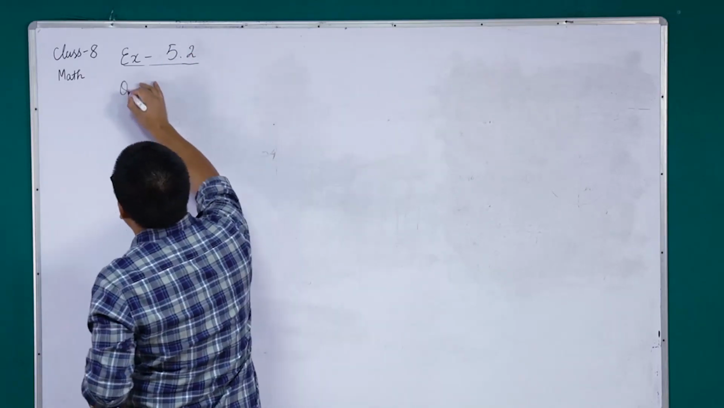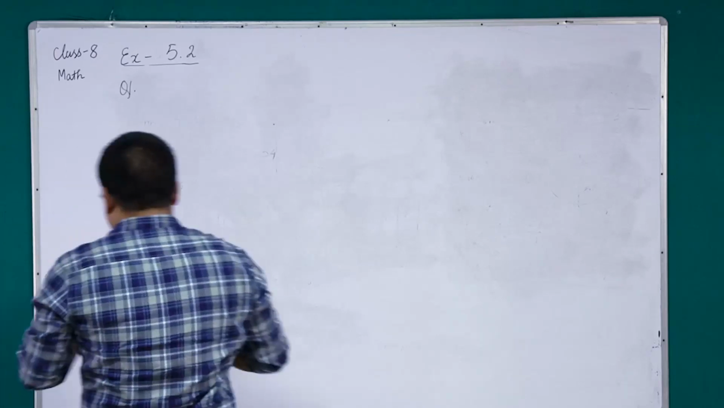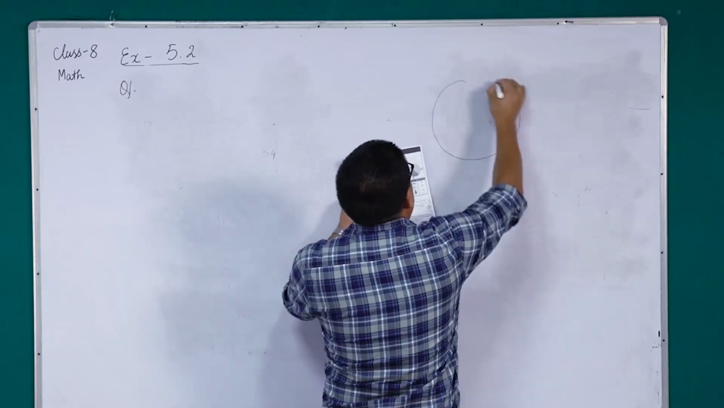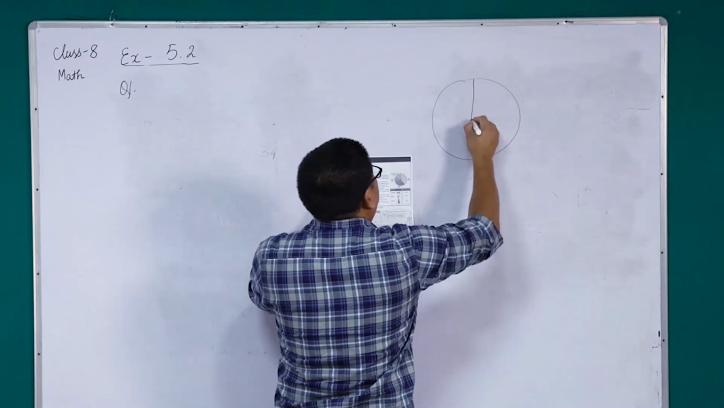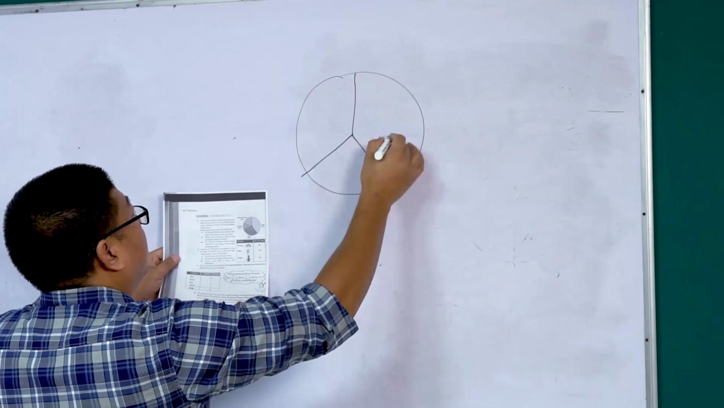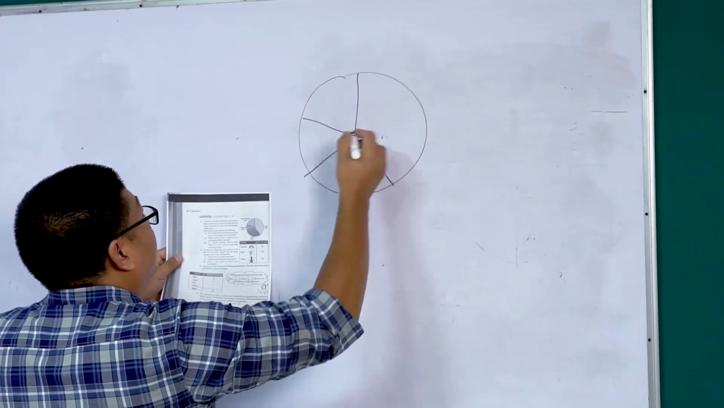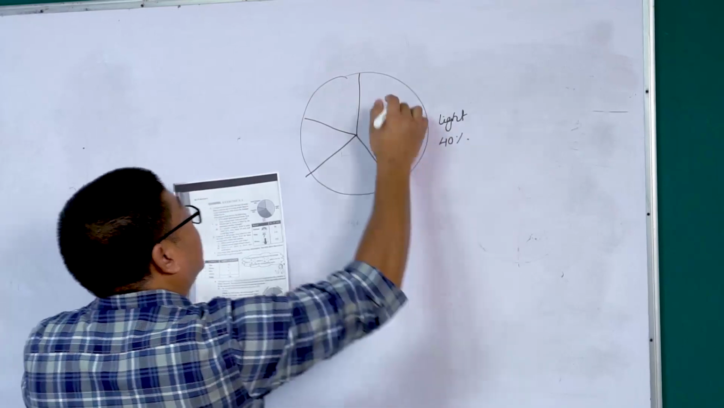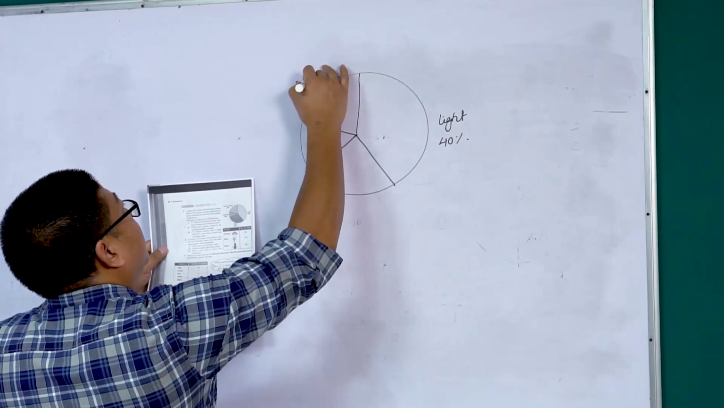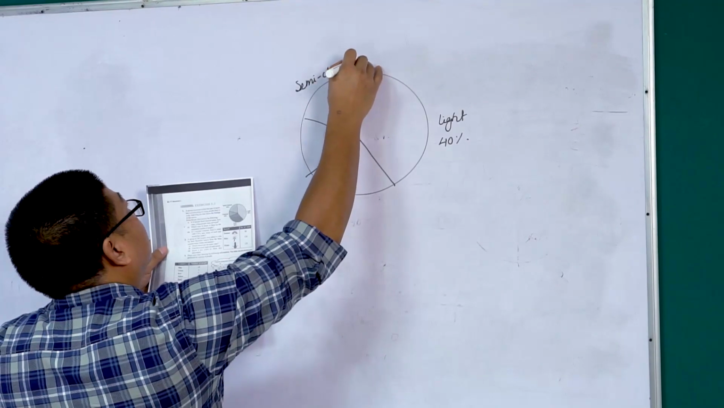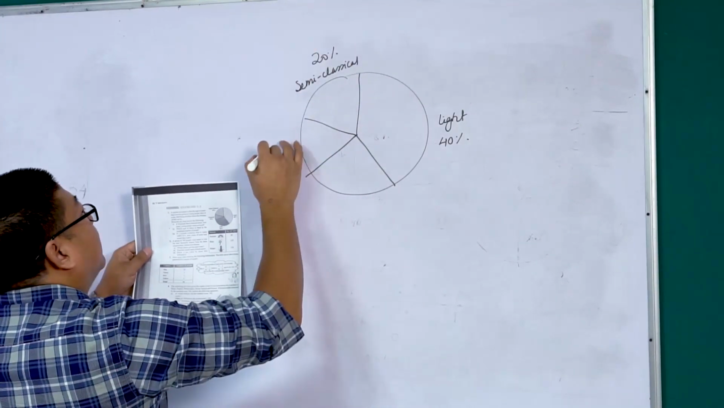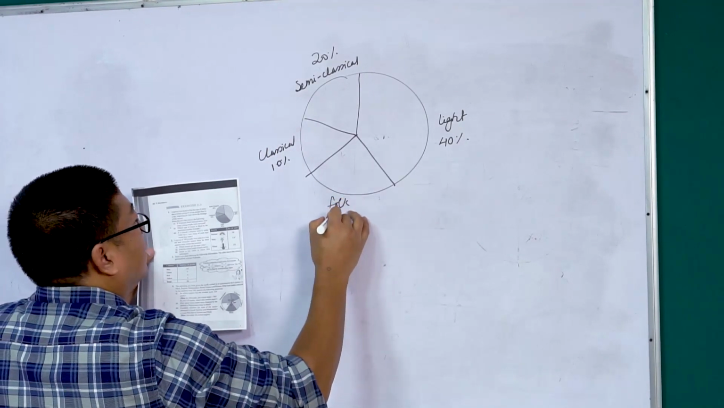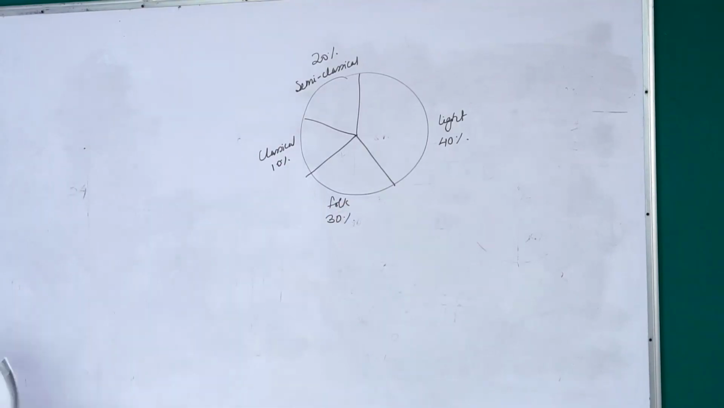5.2, question number 1. They have given us a figure. It is a circle with 4 sectors or 4 slices. This part is for light, this part is for semi-classical, it is 20%. This part is for classical, 10%. This part is for folk, 30%. Now before we continue, let's read the question.